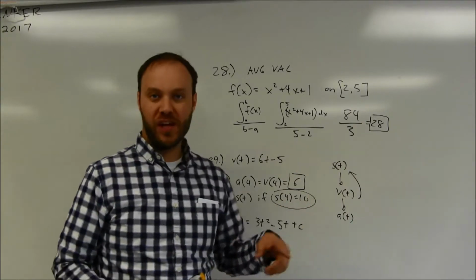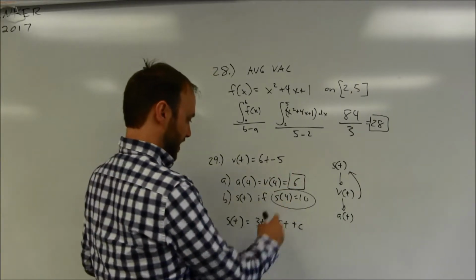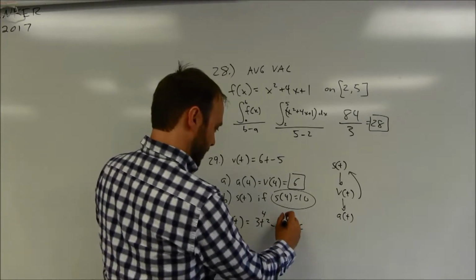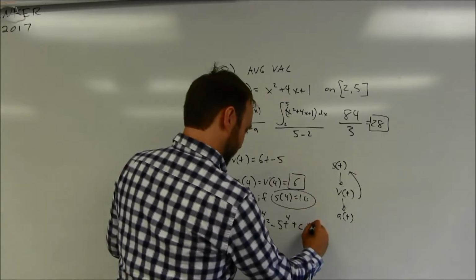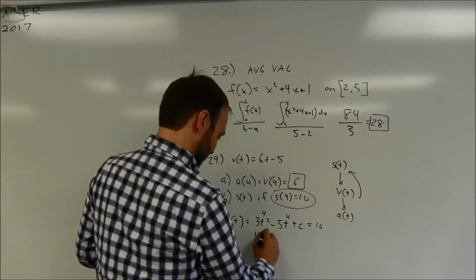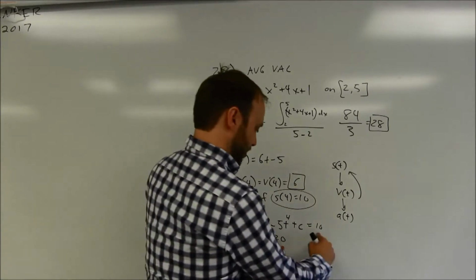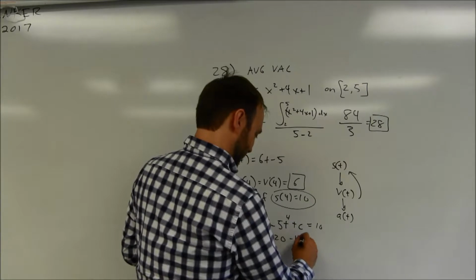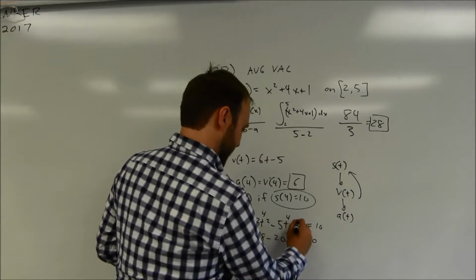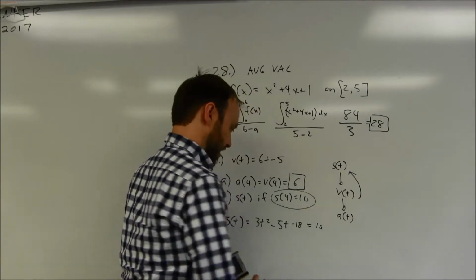They tell me that S of 4 is equal to 10, so I can't just slap a 10 in there. I do need to actually substitute this in here. So in this particular case, I'm going to have 3 times 4 squared minus 5 times 4, and then add c, and I need to get a final position of 10. So 4 squared is 16 times 3 is 48, minus 20. 48 minus 20 is 28. And then I need to have this work out to be 10. So 28 minus 18 is going to give me my value of 10. And so c is going to be negative 18 in this particular case. So that's the particular solution for this position equation.